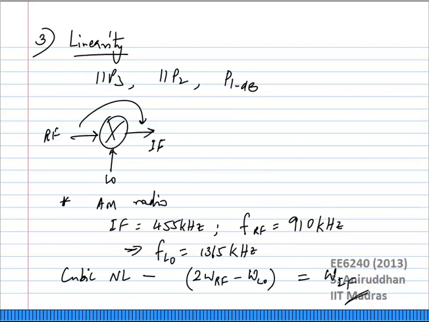In terms of linearity, we discussed the IIP3, IIP2 and 1 dB compression points. Depending on what type of mixer, what type of system this is being used in, some of these linearity metrics will be important. Also specifically, we said that the cubic nonlinearity can be a problem even if you have only one signal at the RF port, because the second signal for intermodulation is already available with the LO port, and therefore the 2 omega RF minus omega LO component could fall on top of your desired signal.